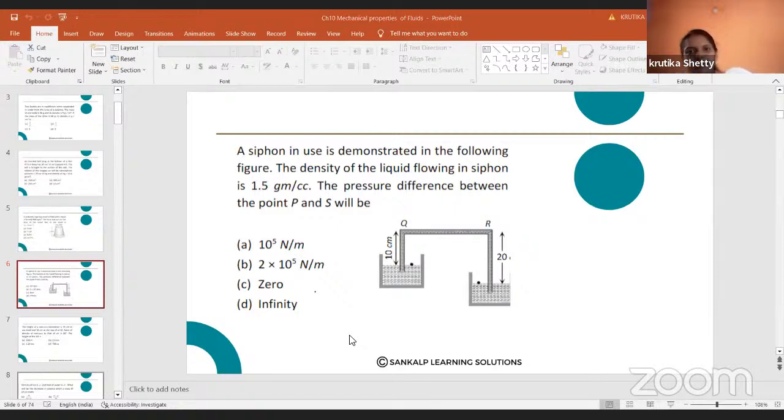So why is it 0? What is happening here? Both points are at the surface of the liquid, right? Which is open to the atmosphere. Therefore whatever the pressure is there, that will be equal to 1 atmosphere. So for the pressure difference, 1 minus 1 is how much? It is 0. Therefore option C is the correct one here.